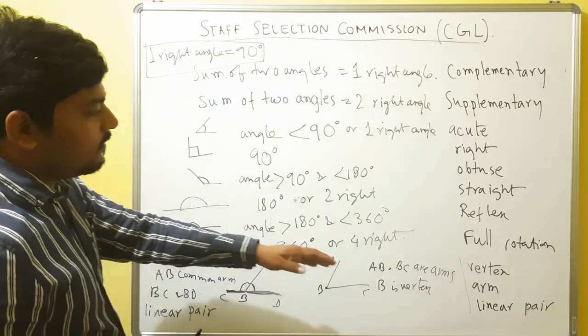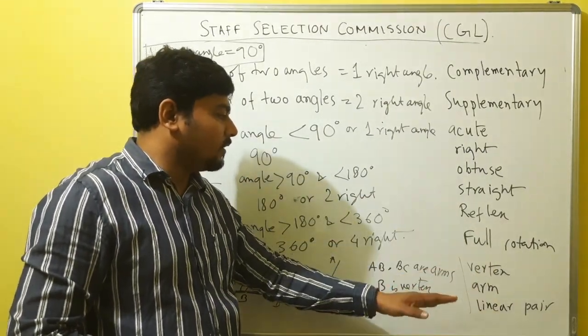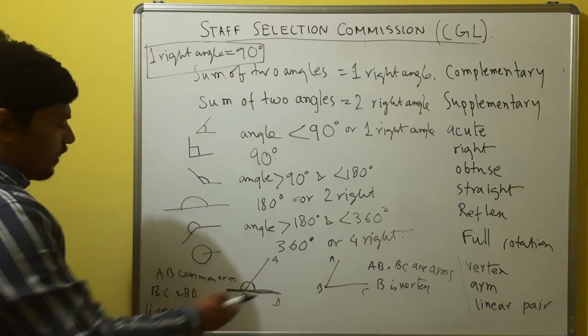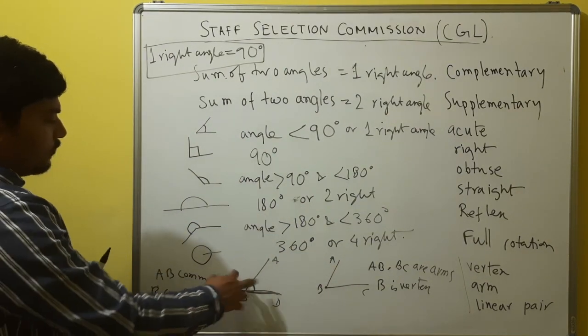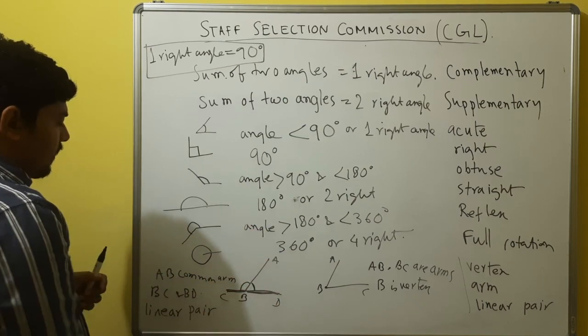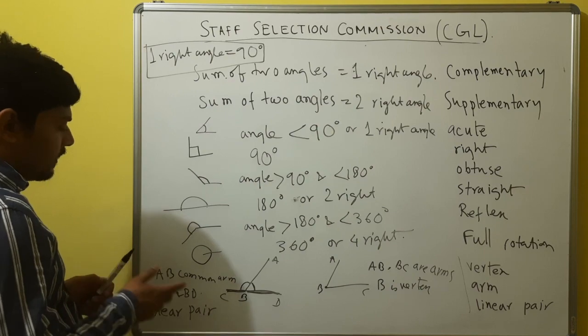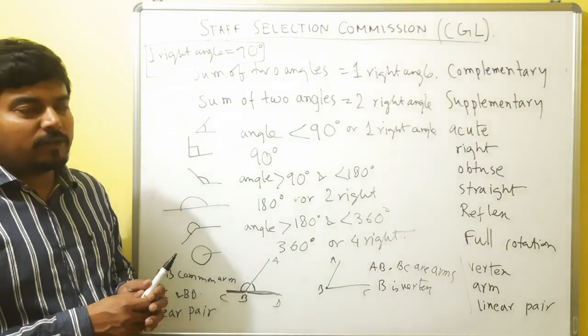For any angle, one vertex is there and two arms are there. And if one line is there and another line is drawn on any point of that line, then two angles are formed. They have a common arm, and the uncommon pair of arms are called linear pair because they are on the same line. So with that, I am concluding this chapter.